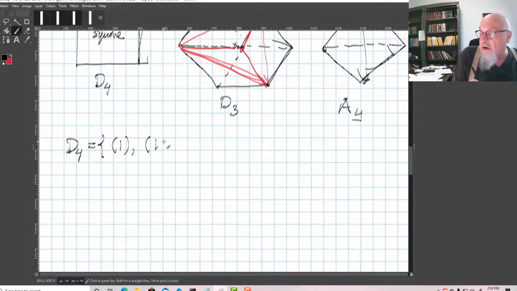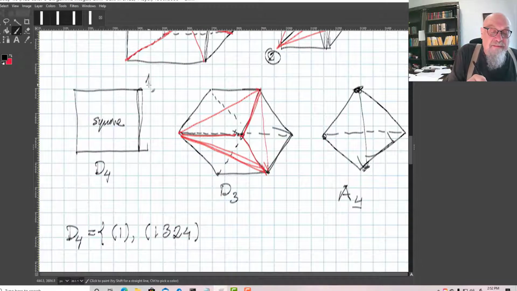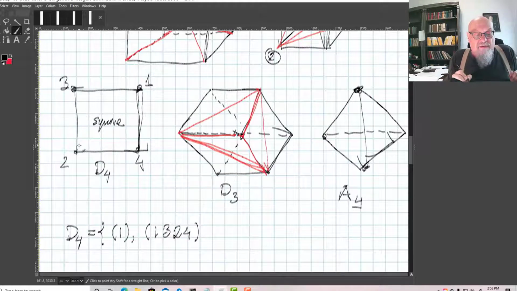And then this is 1, 3, 2, 4. For example, that means this will be like a number 1 diagonal coming here. This is 3, 2, 4. So those are the diagonals that you see from the top, coming out of these vertices.